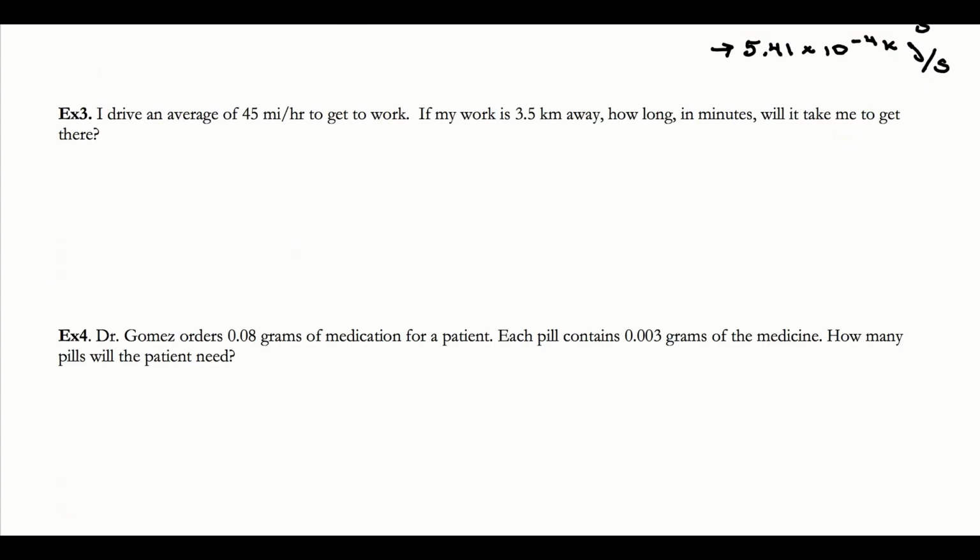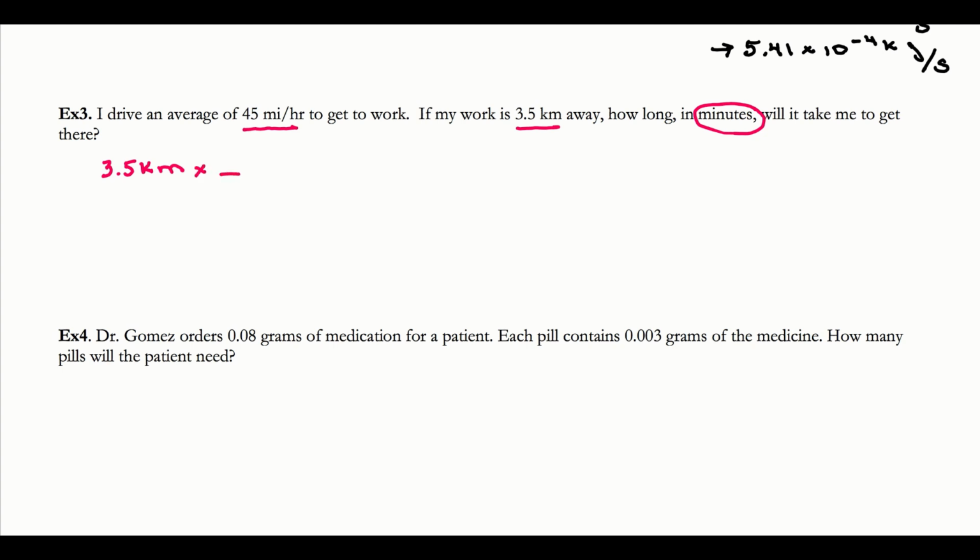All right, for the next problem, it says, I drive an average of 45 miles per hour to get to work. So this is probably going to be a conversion factor. So this tells me there are 45 miles in every 1 hour. If my work is 3.5 kilometers away, how long in minutes will it take? So my given, I'm told that my work is 3.5 kilometers away. And I want to get into minutes. So I'm definitely going to be using the speed as a conversion factor.